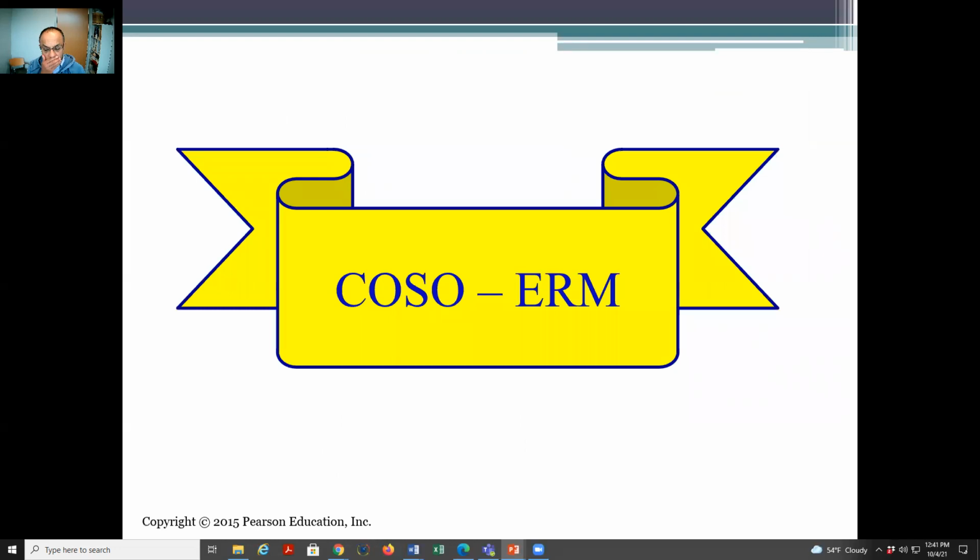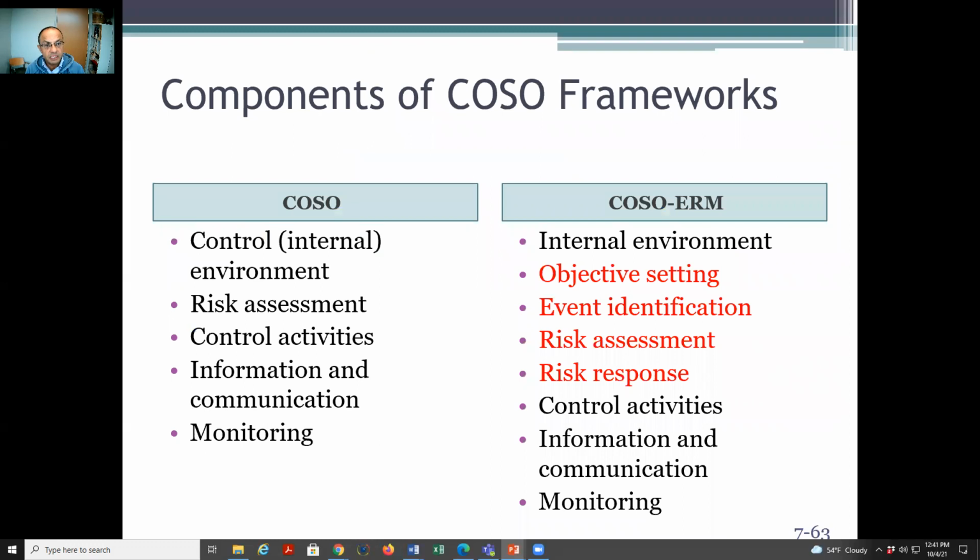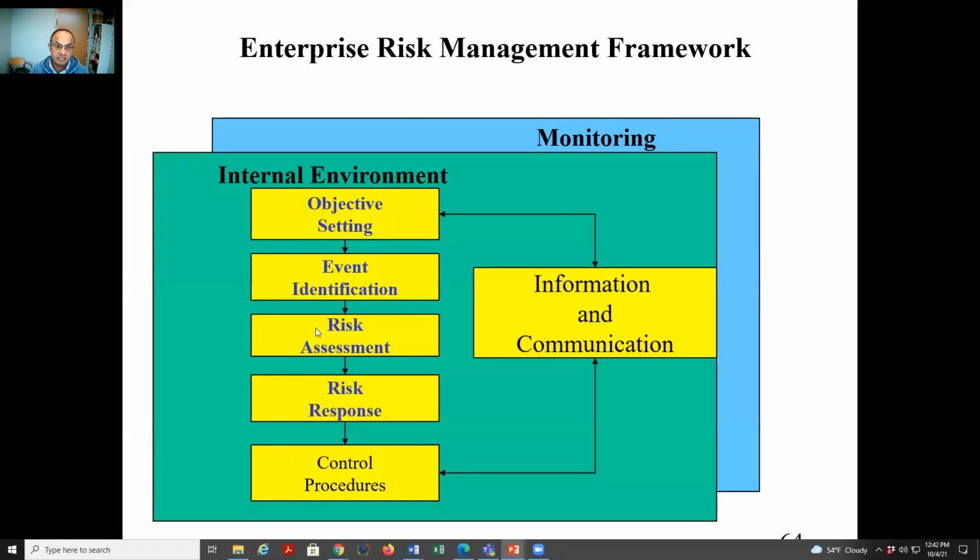Okay. The last one is COSO ERM, the Enterprise Risk Management, which is slightly bigger than COSO Internal Control. In COSO Internal Control, we talked about 5 elements, but here we set up 4 elements, but when we come to the risk, we expand it into objective setting, event identification, risk assessment, and risk response. And this is related, as I said, to risk assessment.